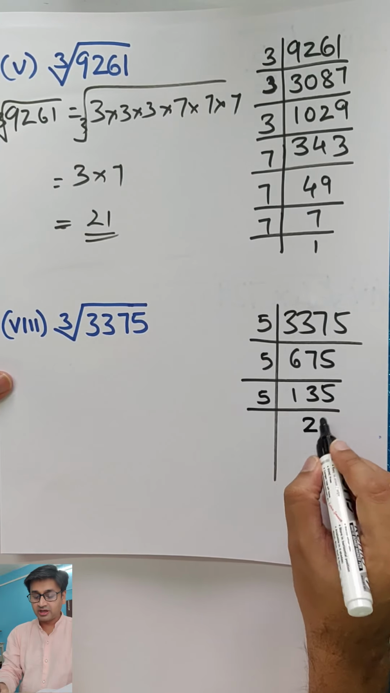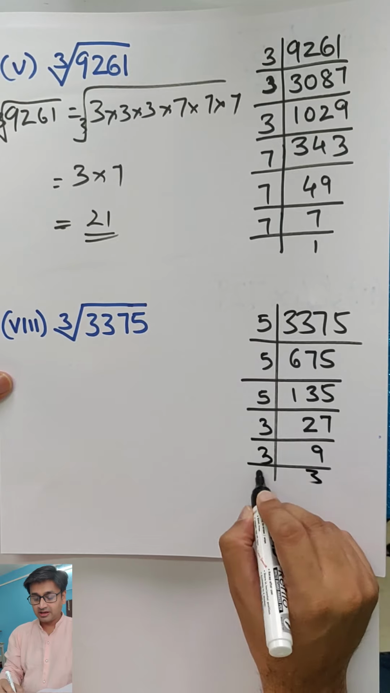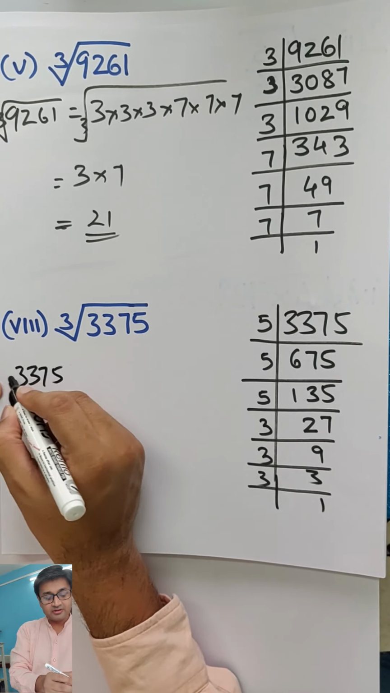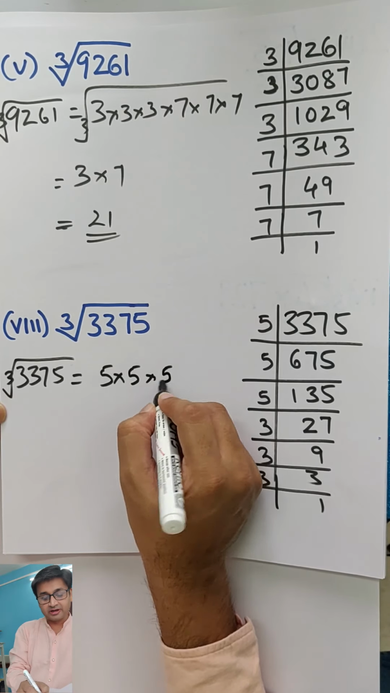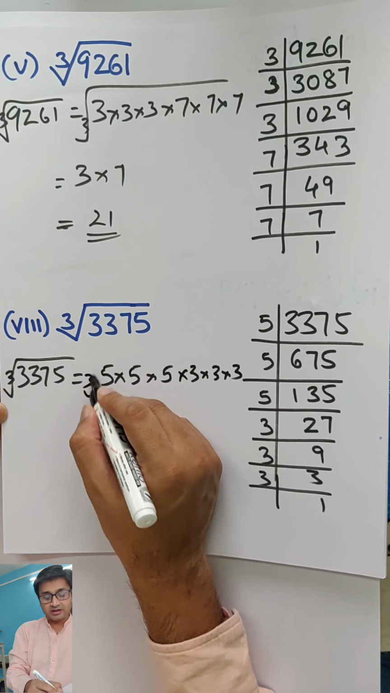Again 5 2s are 10 and 7s are. So 3 9s are, 3 3s are and 3 1s are. So what I get is the cube root of 3375 is equal to 5 into 5 into 5 and 3 into 3 into 3.